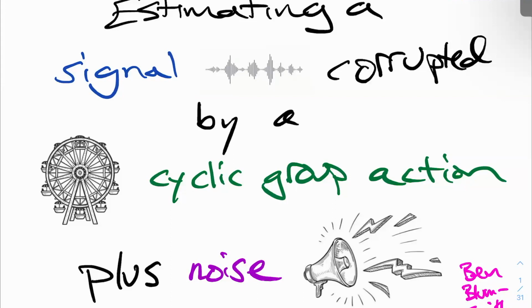Today we have Dr. Ben Blum-Smith, who is a postdoc at Johns Hopkins. Dr. Blum-Smith is an expert in invariant theory and its applications to data science. Today, he will tell us about signals corrupted by cyclic group actions. Please take it away, Ben.